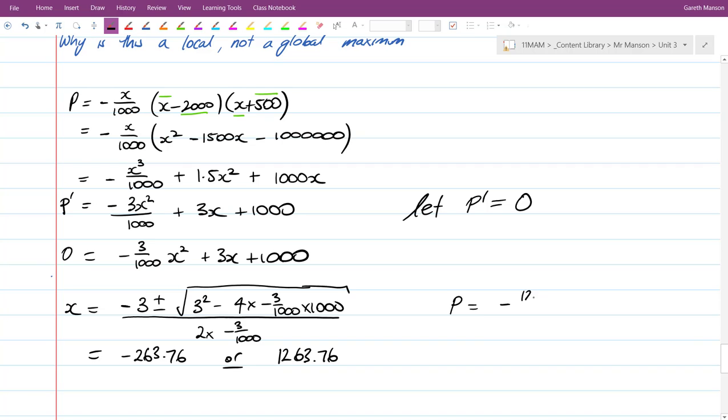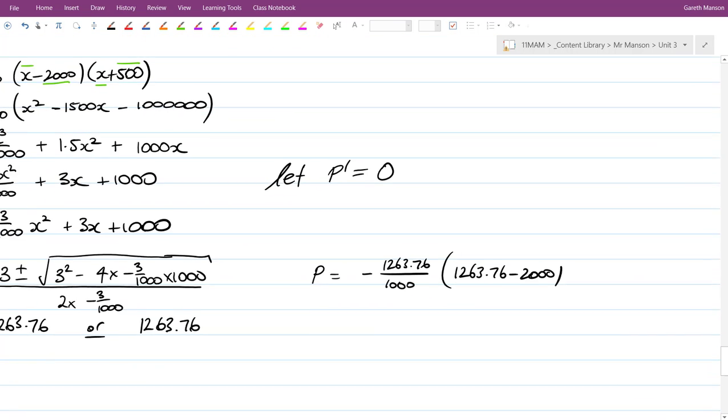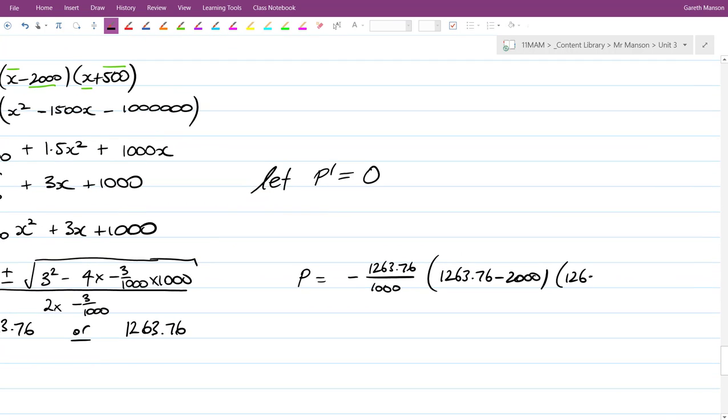So it's negative 1263.76. If anybody wants to calculate while I'm doing this, you are welcome to. X, not X. 1263.76 minus 2,000 times 1263.76 plus 500, and that will be my maximal profit. And I'm expecting it to be reasonably large. We're dealing with thousands of stuff. There's things multiplied together, so I'm expecting it to be reasonably large.